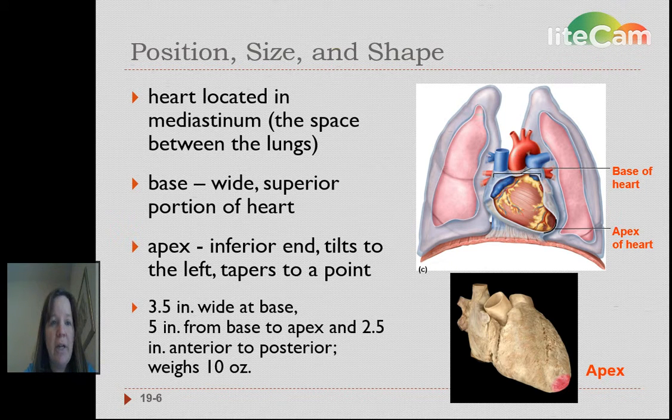Let's take a closer look at the location of the heart. It's located in a place called the mediastinum. The mediastinum is the space between the lungs. There are other structures in there, such as the esophagus and the trachea, and you can see the aorta here as well. And the heart has a wider region called the base, and then it narrows to a tip known as the apex.